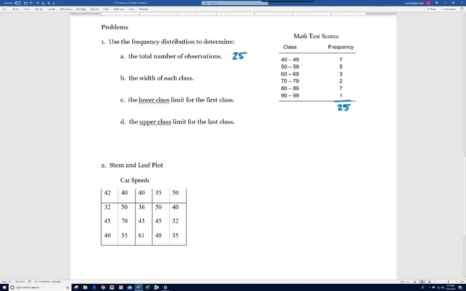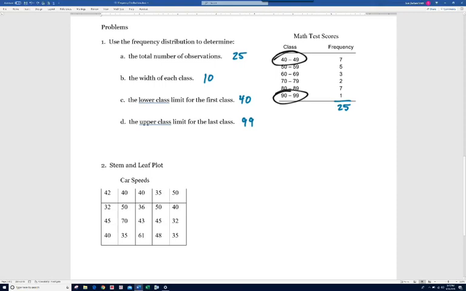If you count each number, there's actually 10 there. It's not 9, so be careful. You can actually count them out: 40, 41, 42, 43, all the way up to 49. There are 10. And then the lower class limit for the first class, well, this is the first class, so the lower limit would be the 40. The upper class limit for the last class, well, that would be this class, and that would be 99.